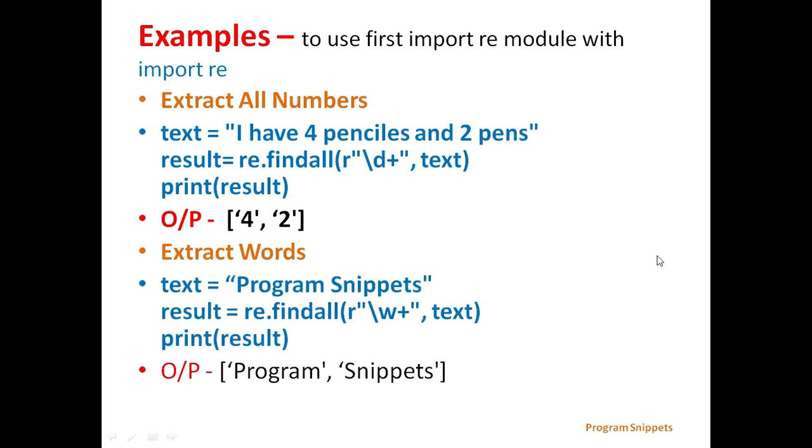Then we'll see extracting words from the text. So we have defined the text "program snippets", and to extract the words we'll use re.findall with \w+, which is used for word, and it will give the output program and snippets.